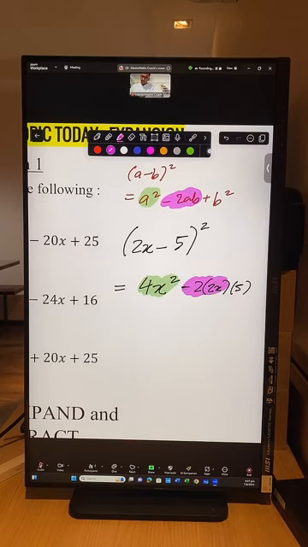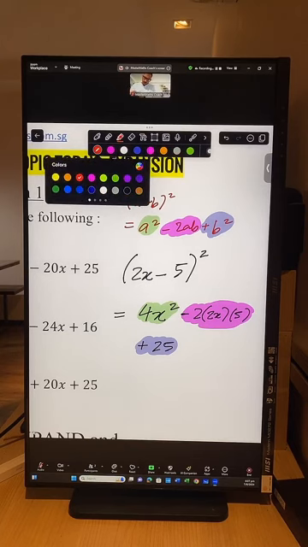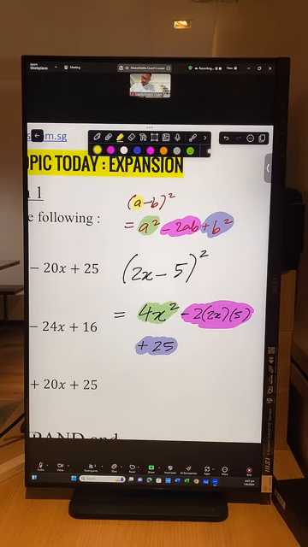I'm color coding it so that you all can see, for those of you who still don't seem to understand this. And then you have plus B square. So plus B square will be plus 25. Let's go with blue. This is plus B square, your plus 25. Okay, and then let's use a different color here. This is your A. This is your B.